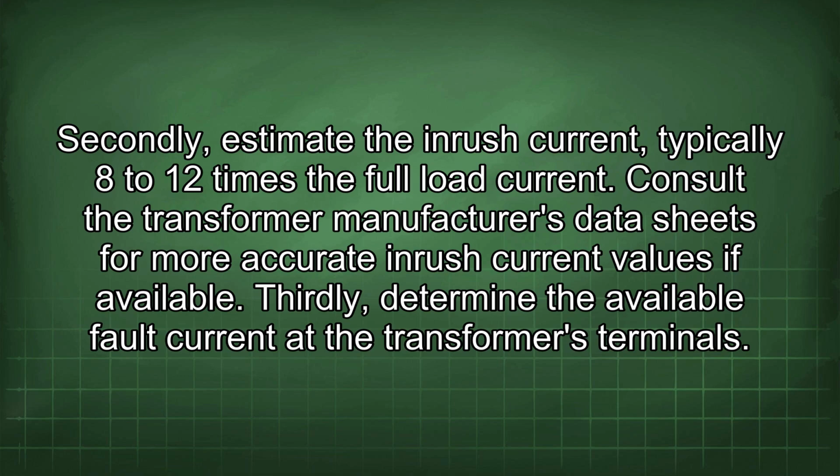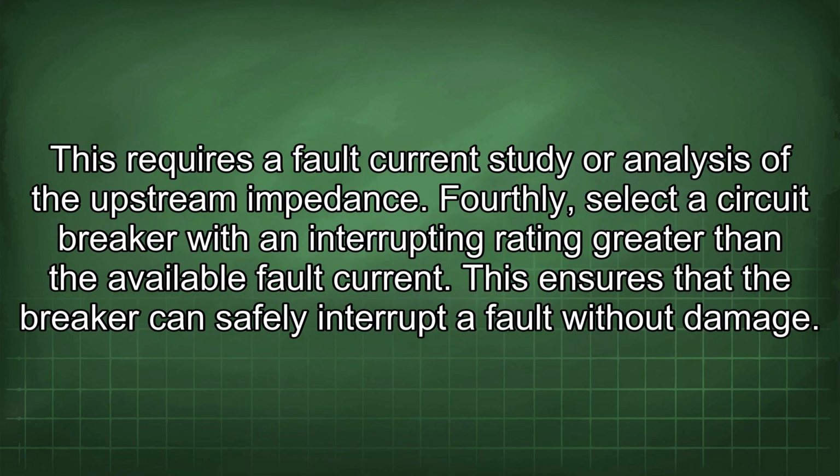Thirdly, determine the available fault current at the transformer's terminals. This requires a fault current study or analysis of the upstream impedance. Fourthly, select a circuit breaker with an interrupting rating greater than the available fault current. This ensures that the breaker can safely interrupt a fault without damage.